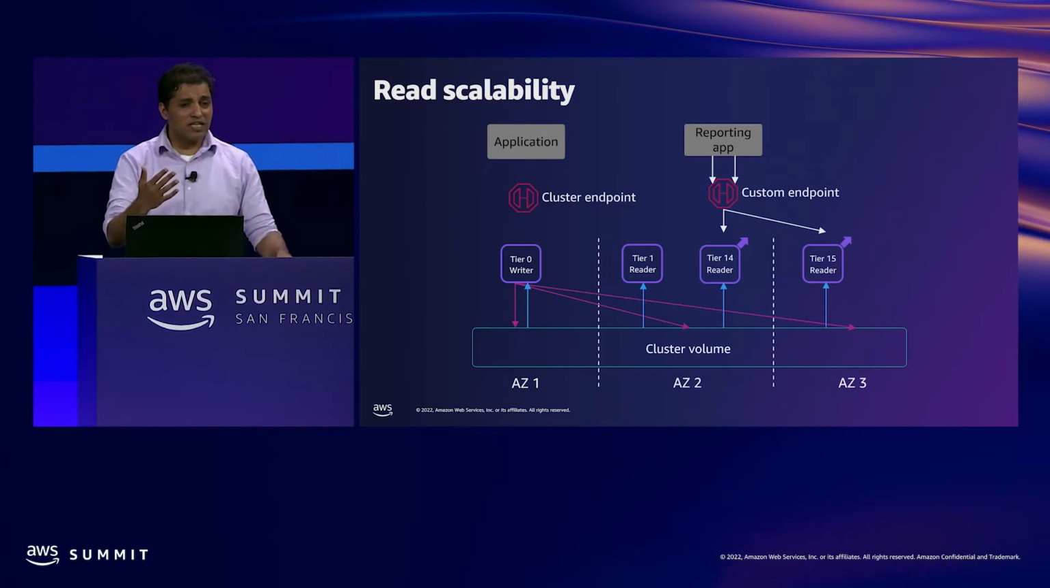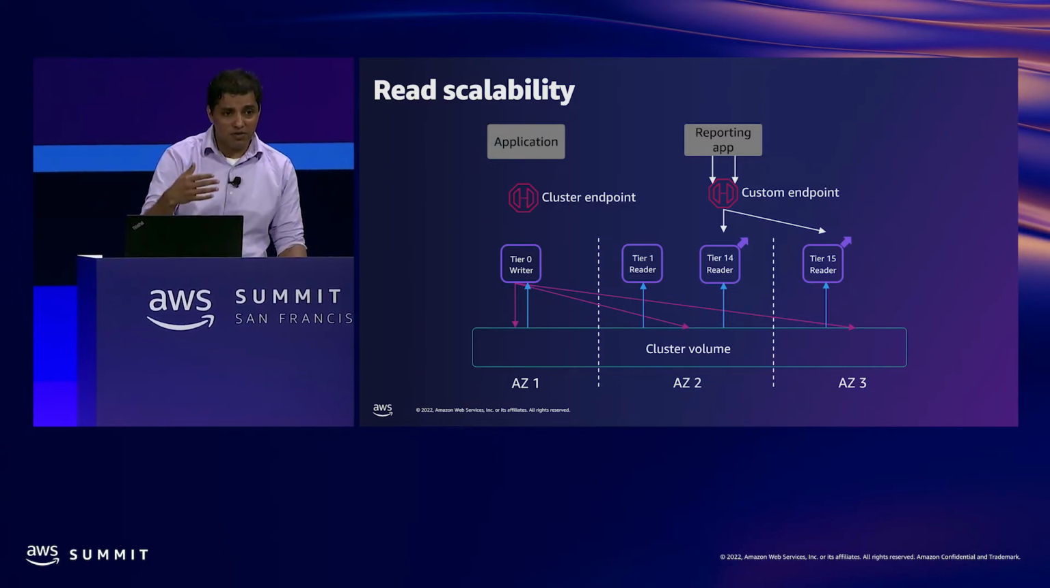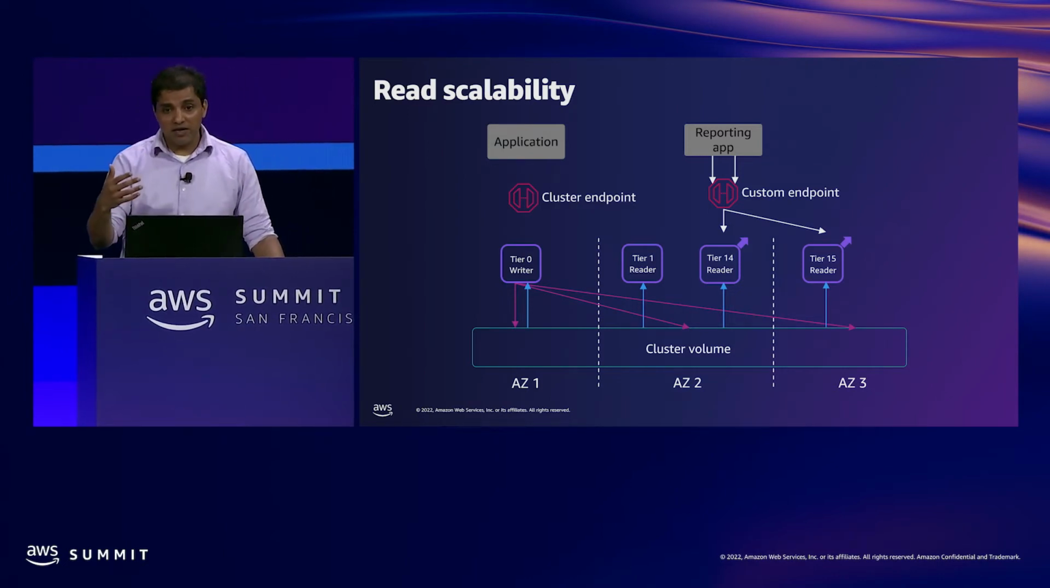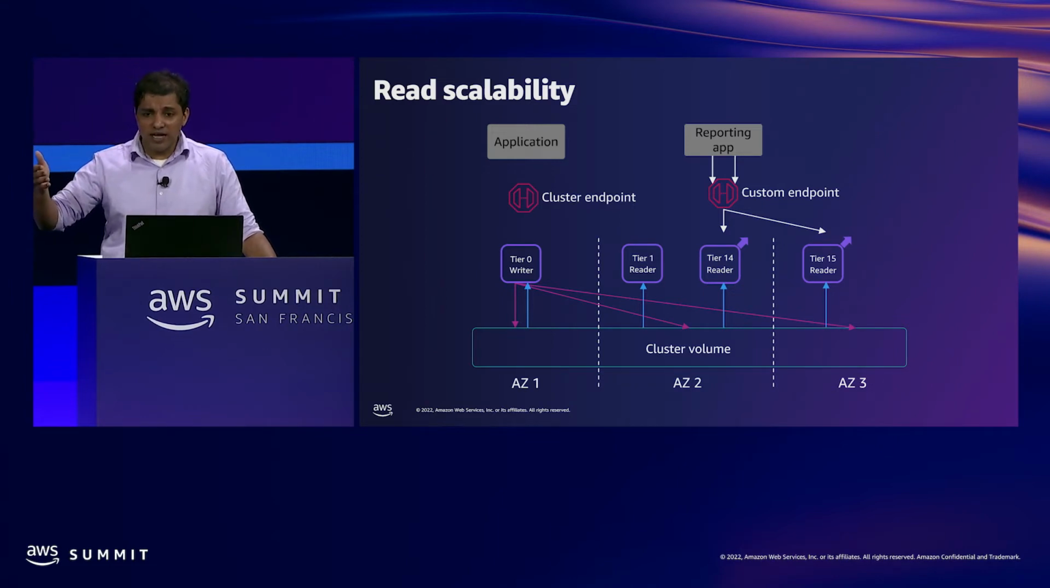So think of a use case where you have a reporting app or you need something which is very demanding, but it only happens at certain times of the day, and you only need it for a fraction of the day. In this case, this becomes a perfect use case where you can have a serverless reader on a higher tier. So we'll give you the capacity that you need for the reporting app. And once it's done, it'll scale down. All right.